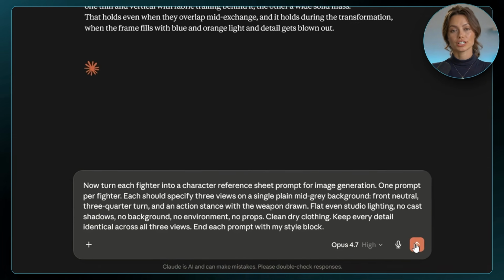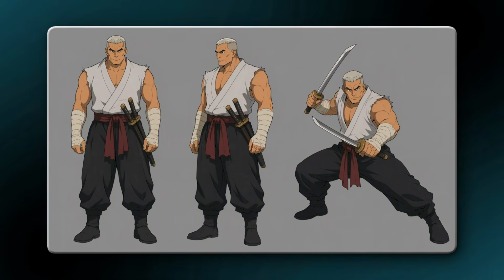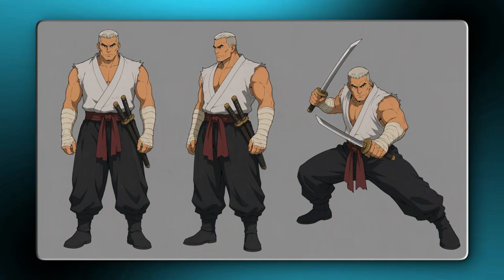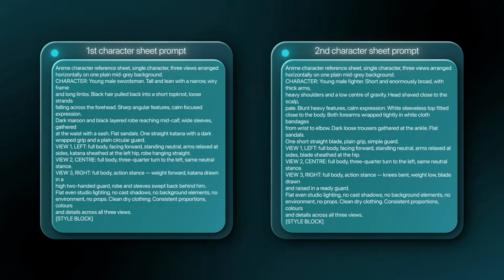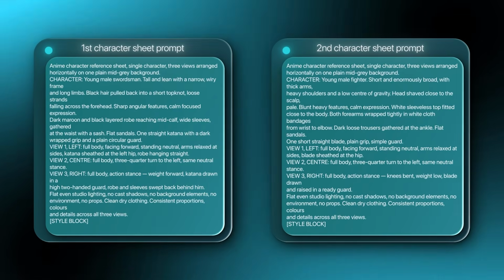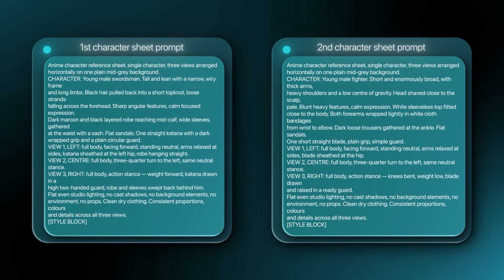So how do we feed all of this in without making that exact same mess? We'll ask Claude for a reference sheet for each of our fighters. A reference sheet is basically just our character shown from a few different angles, all in one image. Think of it as their ID card. Every shot we generate from now on gets checked against it, and that's what stops them from morphing halfway through our scene. When the prompts come back, we'll read them carefully. And if our 2 fighters share any similar features, this is the moment to fix it.